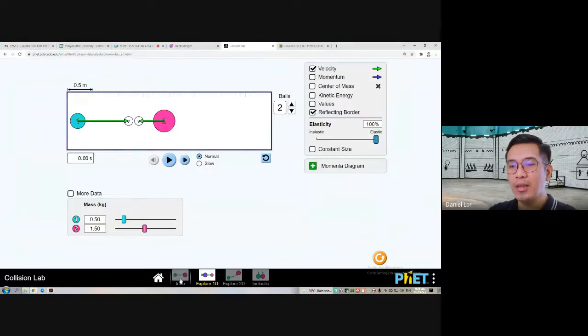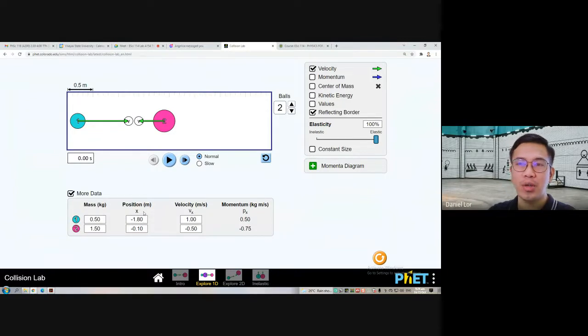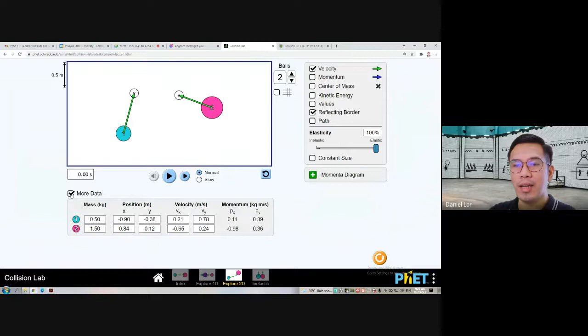So in Intro and in Explore 1D, if you click the More Data button, you only have the X position, or the position of the balls along the X-axis. However, for Explore 2D, if you click the More Data, there are two positions, which are the X and Y positions, or its position with reference to the X and Y axis.